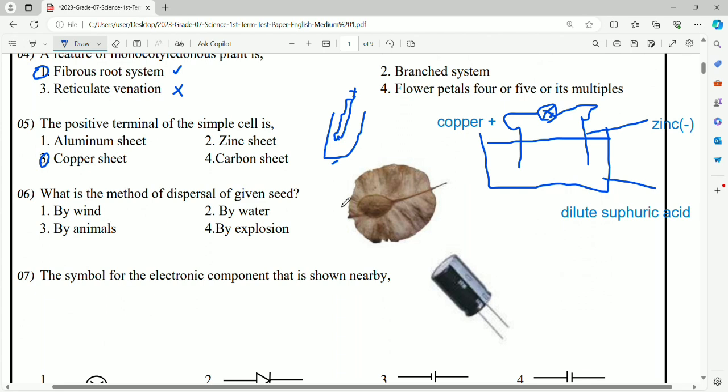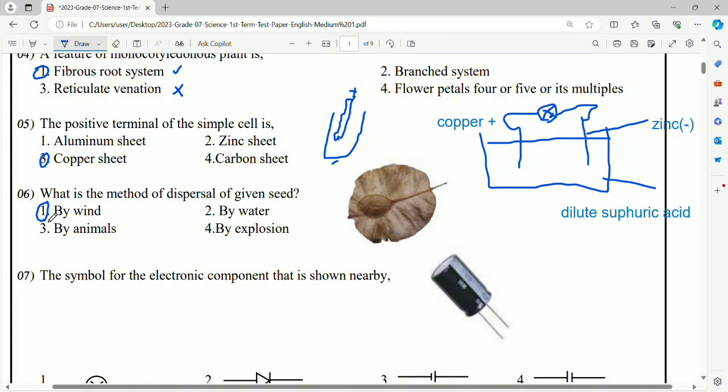So here, in this plant we can see it has wings. These wings help to disperse seeds by wind.